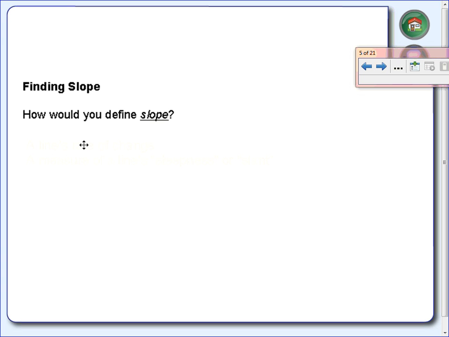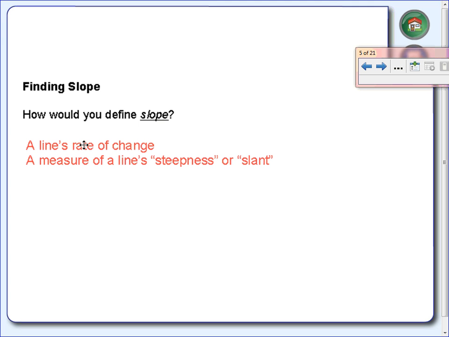Okay, so we have a couple of things here. We got rate of change. We got rise over run. We can also look at it as the steepness of the line or the slant of the line. So this is what slope is. We're going to look at how you find the slope given specific situations here in a little bit.